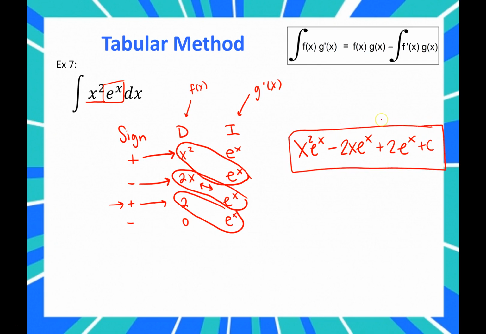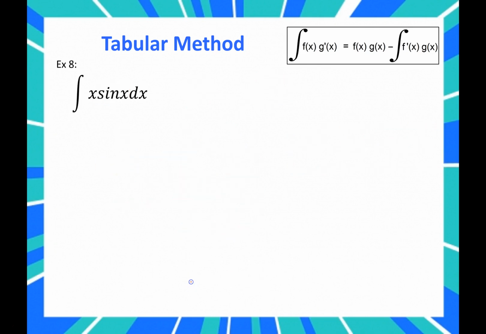So again, to summarize, you write sign, and you write plus minus, then you write d for derivative, I for integral. You write down your f of x here under your d, and you take the derivative of it till you get to 0. Then you take your g prime of x and you write it down here, and you keep integrating it until you get lined up with your 0. Then you do your circles diagonally, and you use your signs to help you write your final answer.